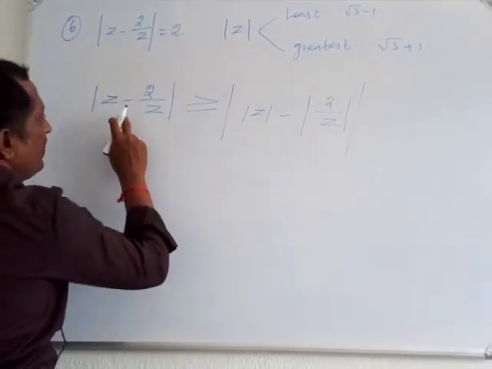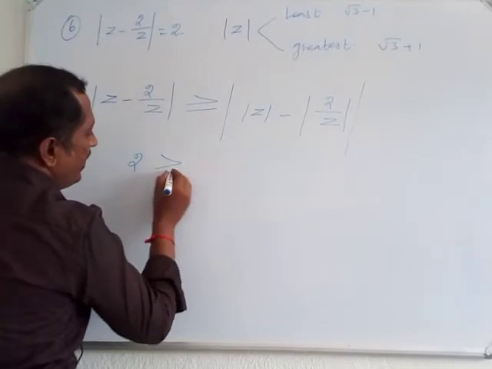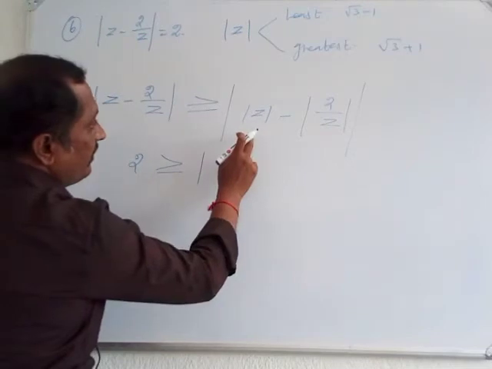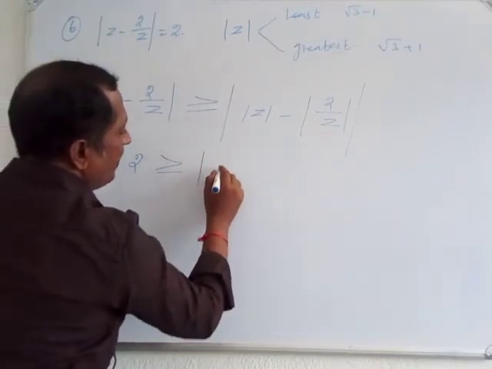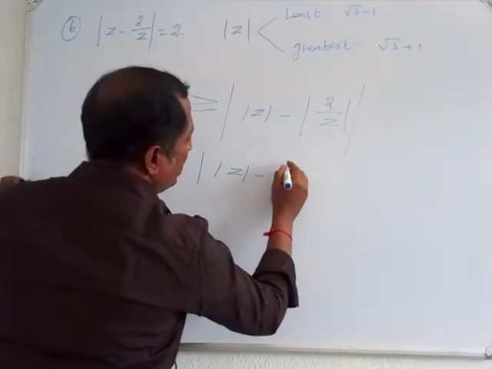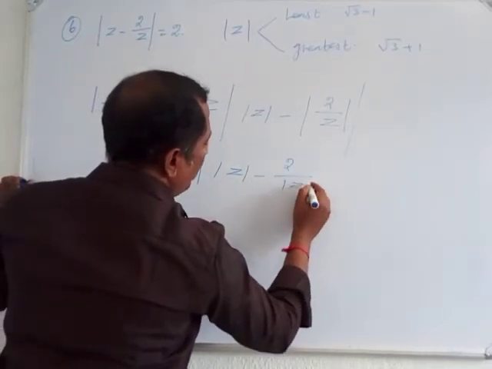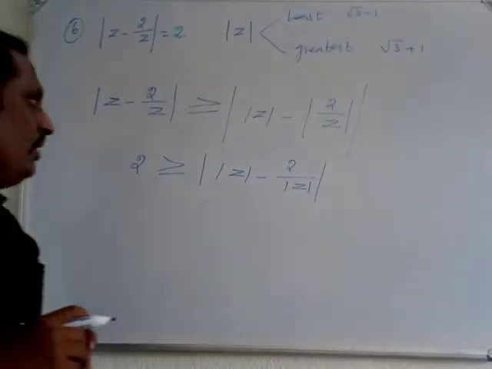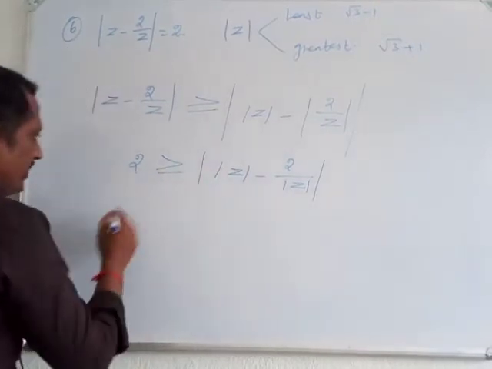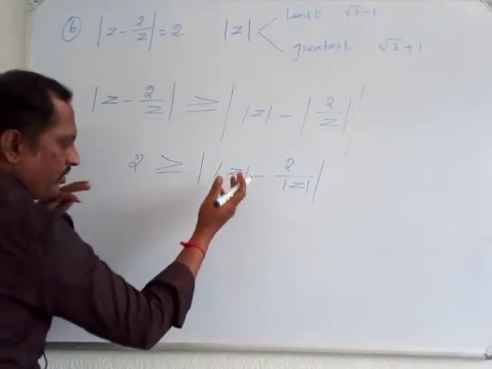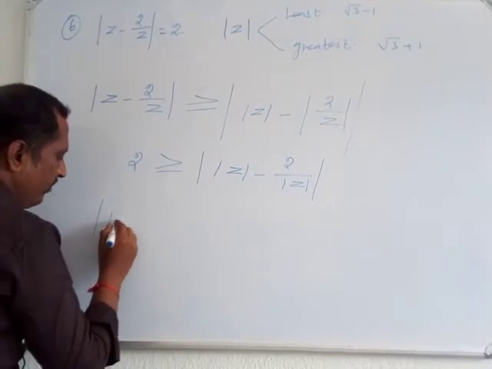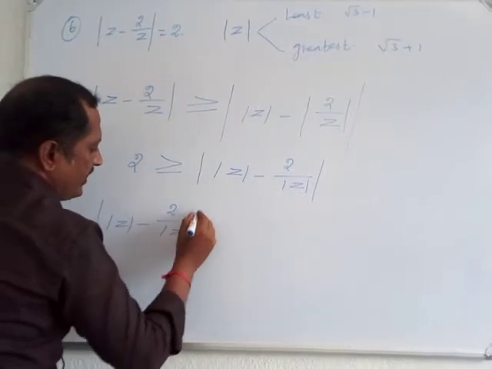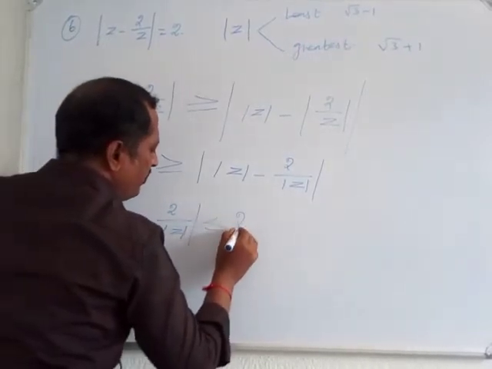So this value, that is 2, is greater than or equal to modulus of z minus 2 divided by modulus of z. Write this term in reverse: modulus of z minus 2 divided by modulus of z. This value is less than or equal to 2.